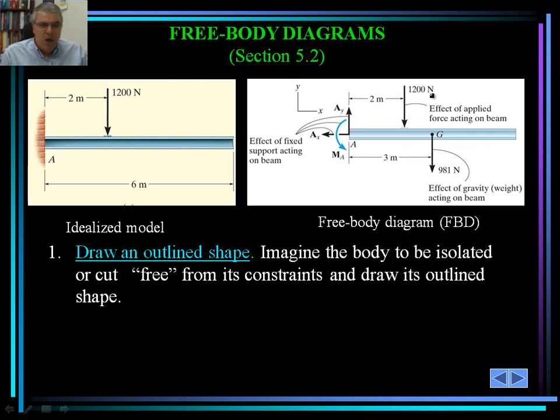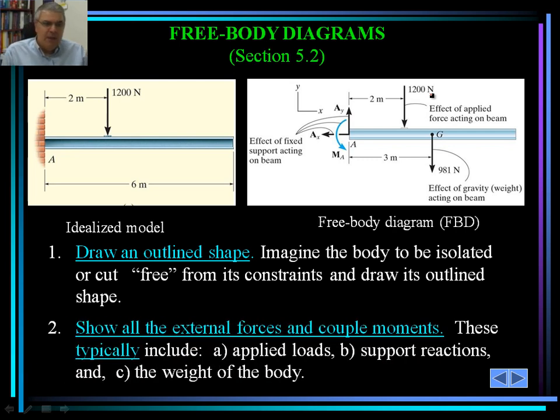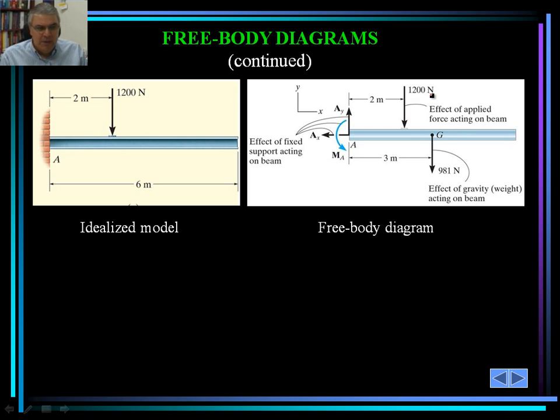Whether they're zero or not, we would show them anyway, because I've seen too many times certain components of the reactions just left out because they turned out to be zero. But we want to make sure that we show all of them in advance. Then if any of those turn out to be zero, we can set that to zero. Again, note that we show only the external forces and couple moments, and that includes the applied loads, support reactions, and the weight of the body itself.